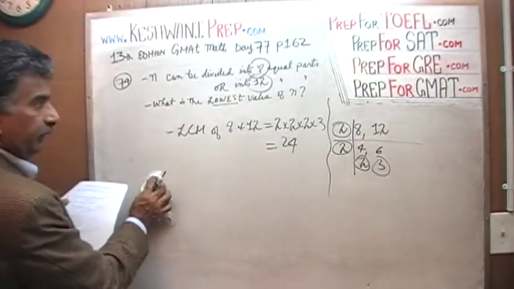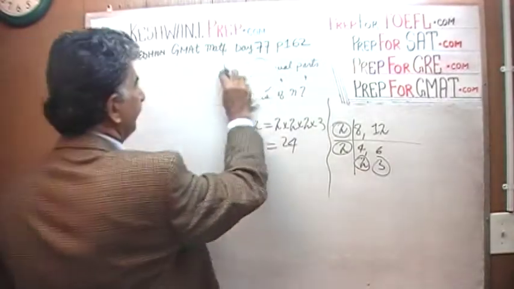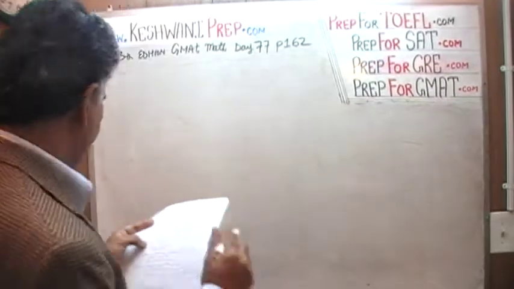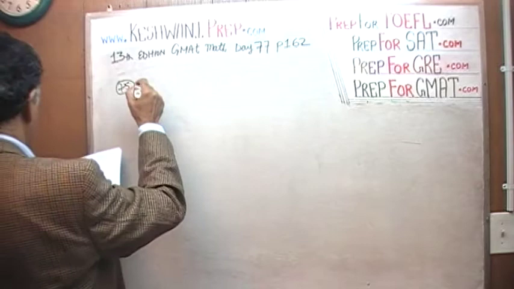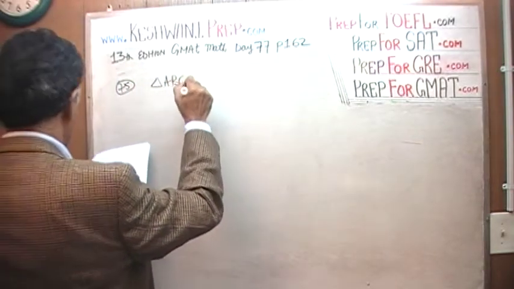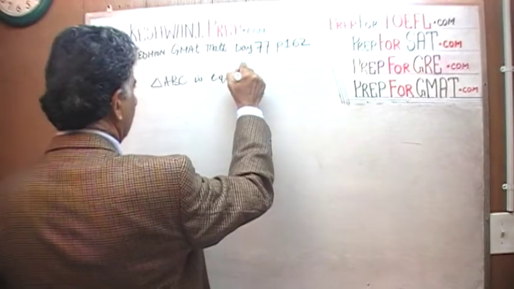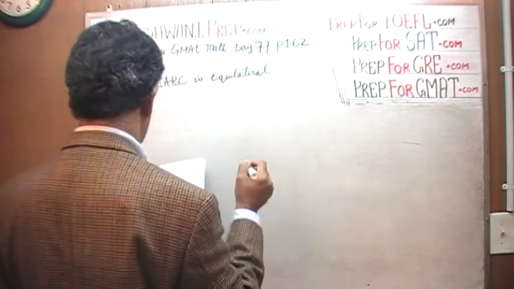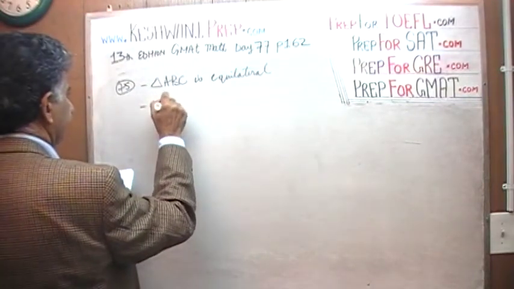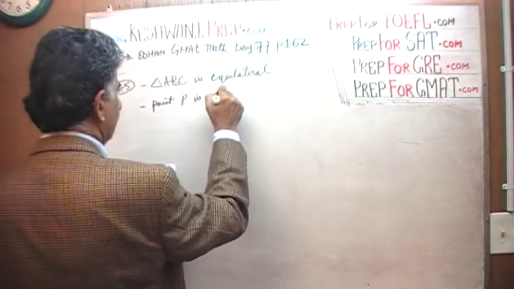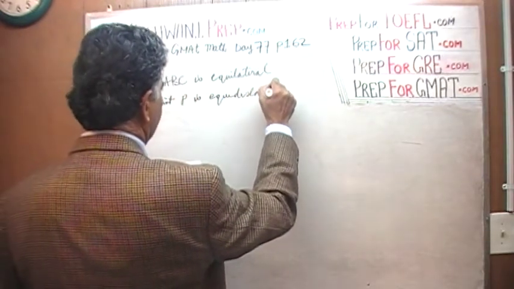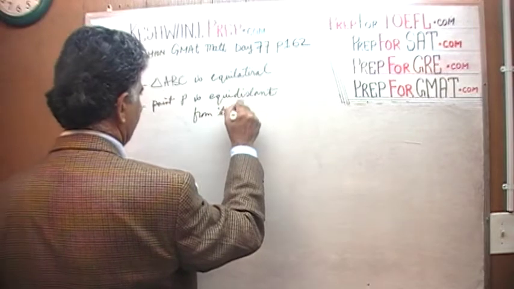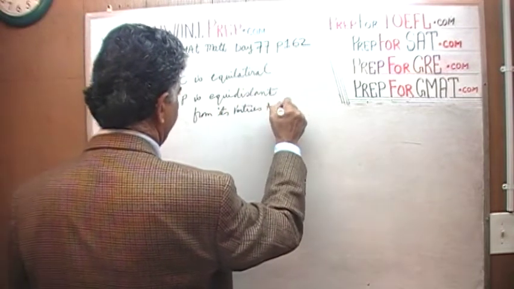Number 75. Let's say we are done with this one. In number 75, we have a triangle ABC, which we are told is equilateral. And we are told that the point P is equidistant from its vertices A, B and C.